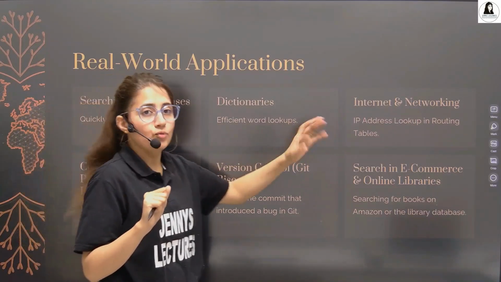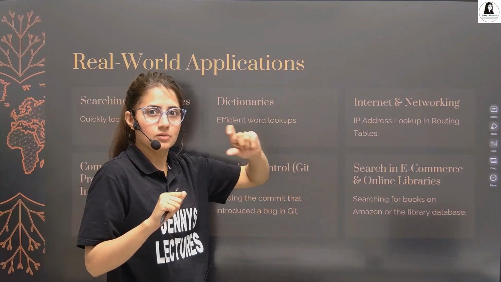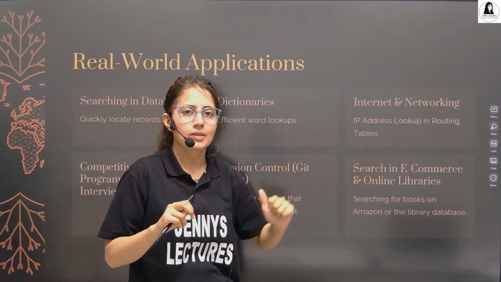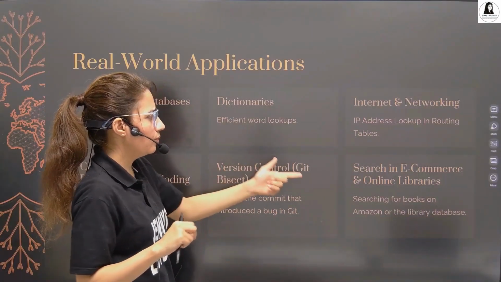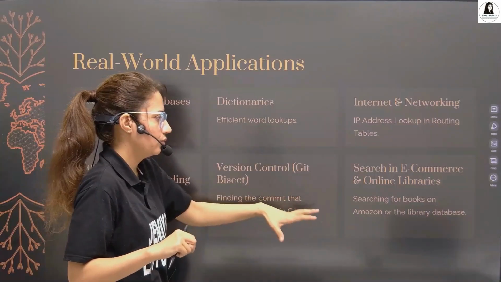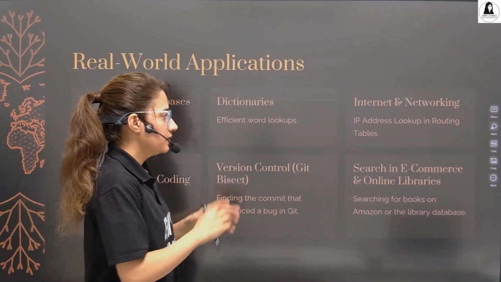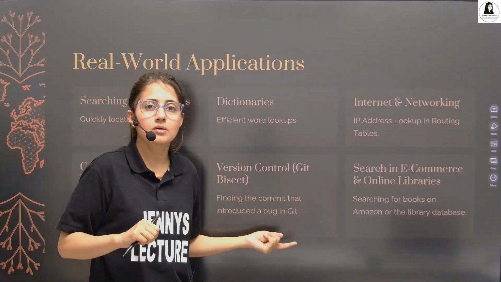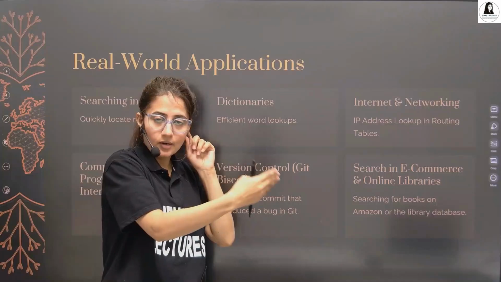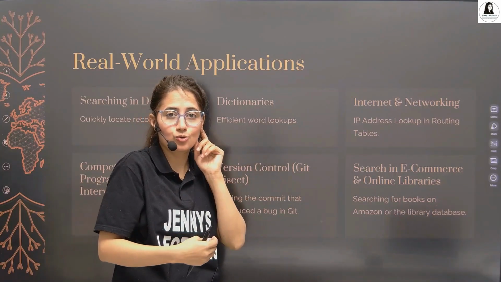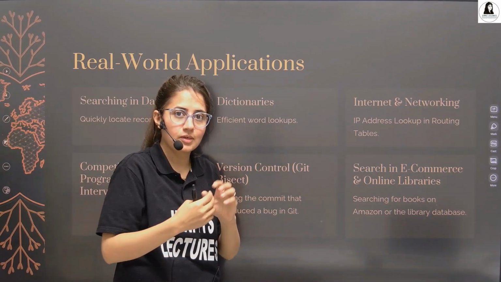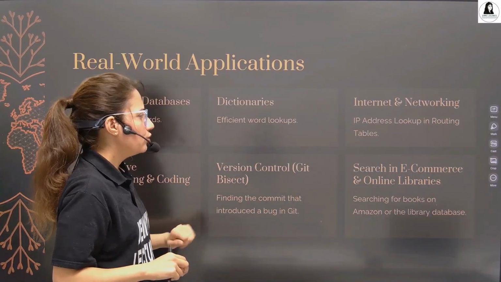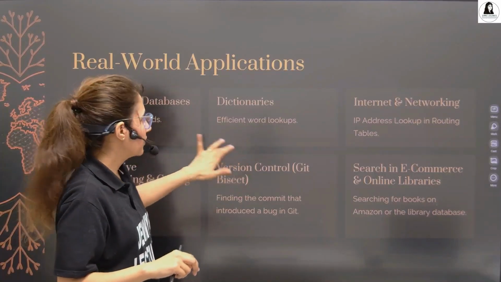On the internet, a router, if it wants to look up IP addresses from an array, and the IP addresses are in sorted order, binary search is used. In e-commerce and online libraries, when searching for books on Amazon or any library database, this is used. In Git also, if you want to find the commit that introduced a bug, Git bisect uses the binary search algorithm to find which commit introduced that bug. So there are so many real world applications of the binary search algorithm.